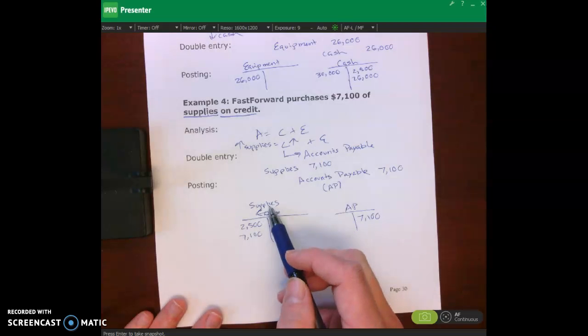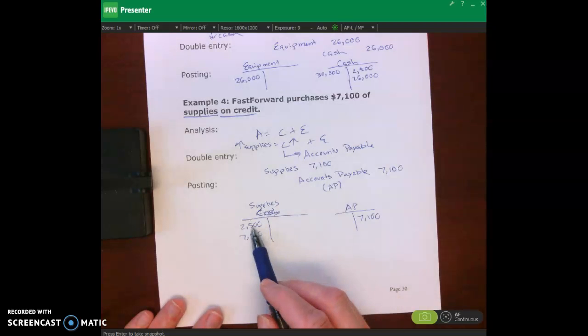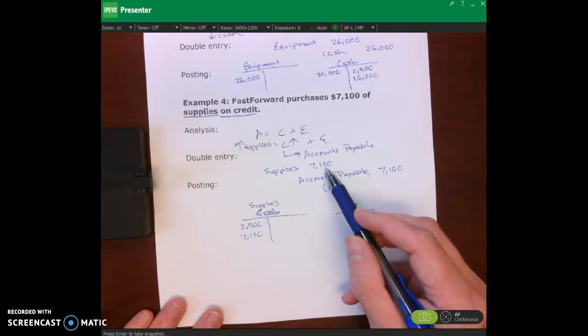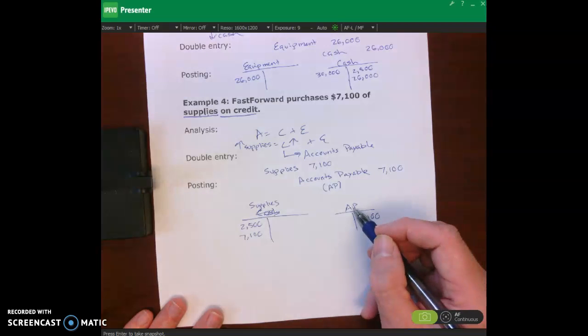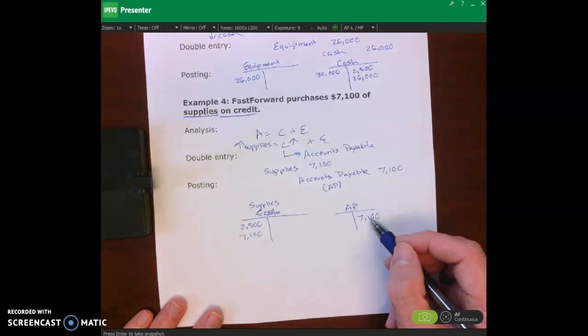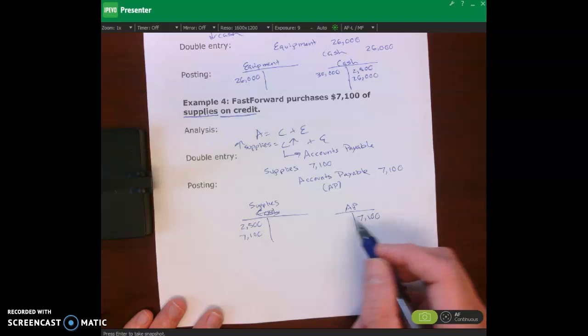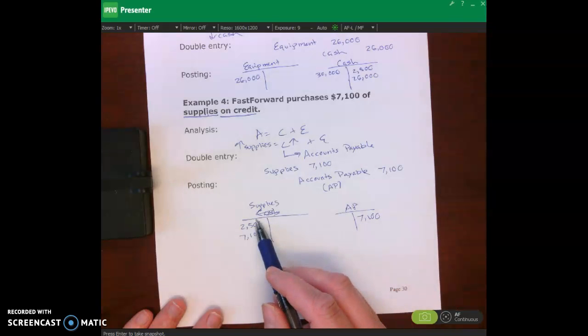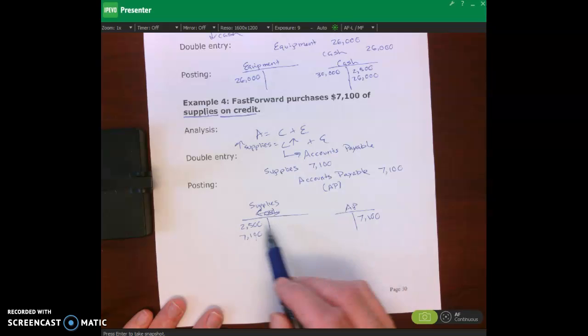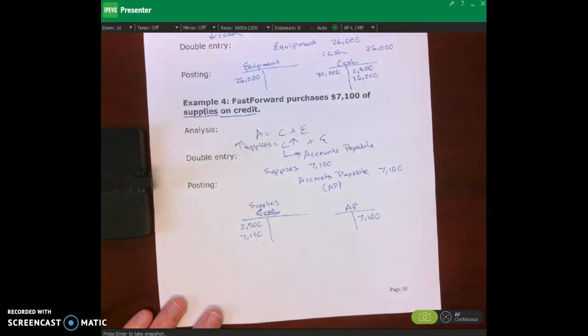And I have my supplies T account right over here. Remember I bought supplies at $2,500, and bought another $7,100 worth of supplies right there. And then I just have my accounts payable, and that's on my credit side, $7,100. Remember, with the T account, debits are always on the left. Credits are always on the right. Debits on the left, credits on the right.